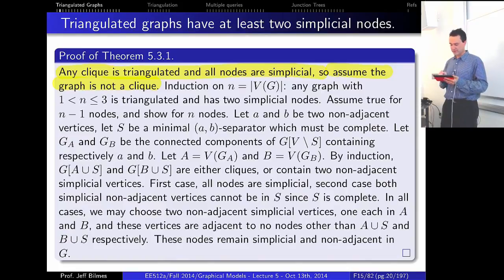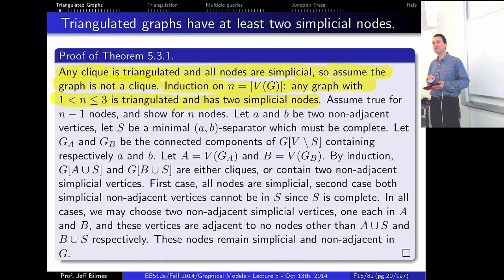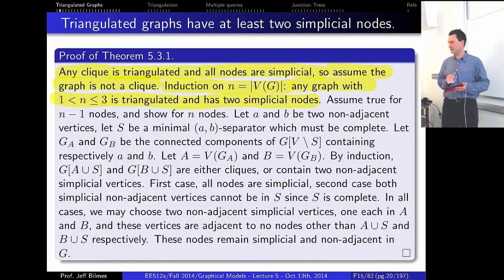Most of today's proofs are going to be induction in one form or another, typically on the number of nodes in the graph. And so we just sort of verify via enumeration that if we construct any graph that has up to 3 nodes, whenever it's triangulated, there are going to be at least two simplicial nodes. And we can just do that by enumeration, very simply. Okay. So next, we assume that it's true for n minus 1 nodes and show that it's true for n nodes.